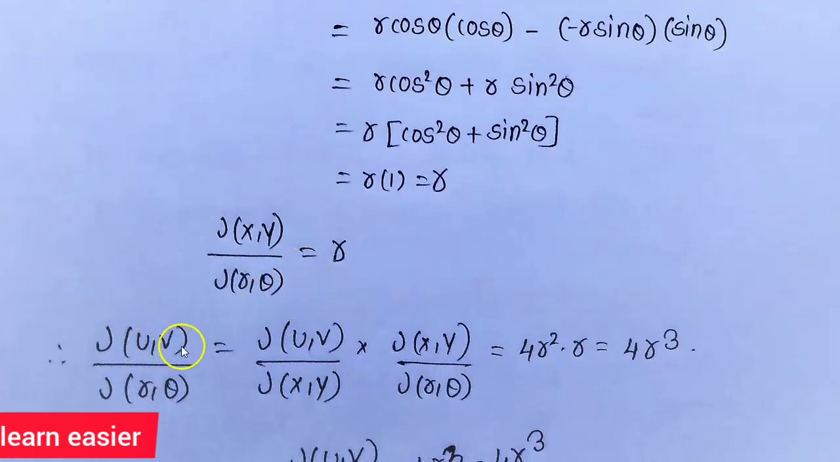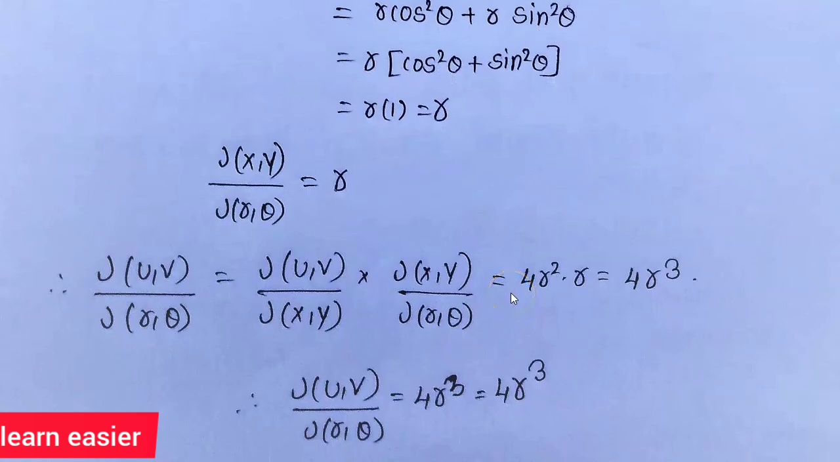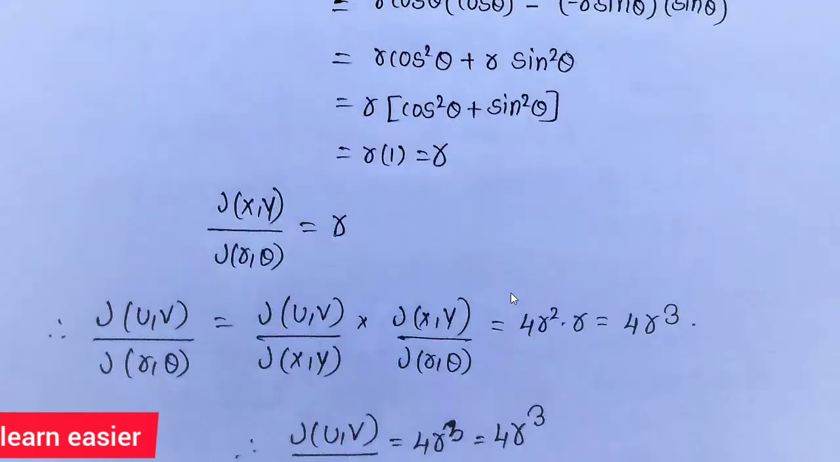So finally we got both dou of u comma v by dou of x comma y, and dou of x comma y by dou of r comma theta. Dou of u comma v by dou of x comma y is 4 r square, which we have found earlier, and dou of x comma y by dou of r comma theta is r. So 4 r square into r is 4 r cube. So finally we got dou of u comma v by dou of r comma theta is equal to 4 r cube.